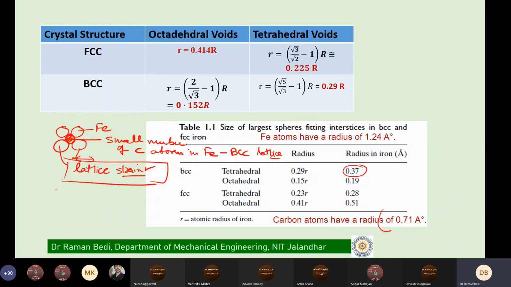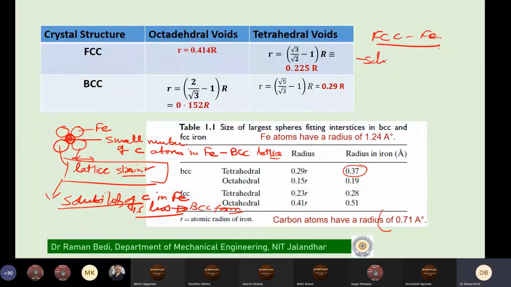And that is why we say that the solubility of carbon in iron is less. We will define the term solubility in a moment, but for the time being, just note it down. Solubility of carbon in iron is less in its BCC form. When it transforms to FCC form, in FCC iron, the solubility of carbon increases.